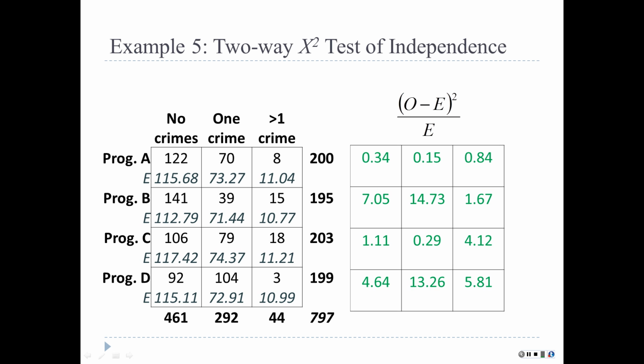It's not what we would expect it to be given the rest of the values in the table if they were independent. And then this is huge down here too, 13.26. It's one crime for program D. And then you just add all these up, and that's your chi-square. In this case, if I did things right, it turns out to be 54.